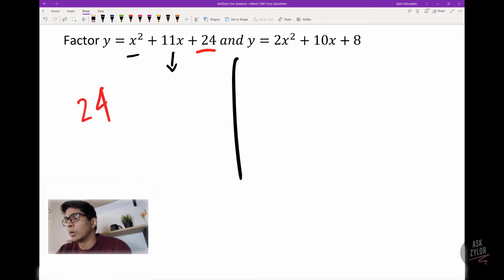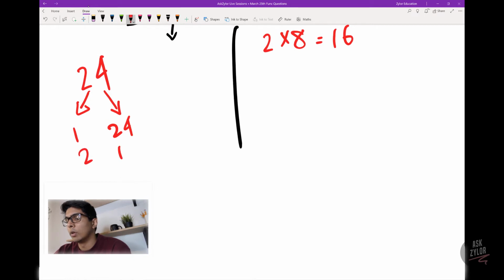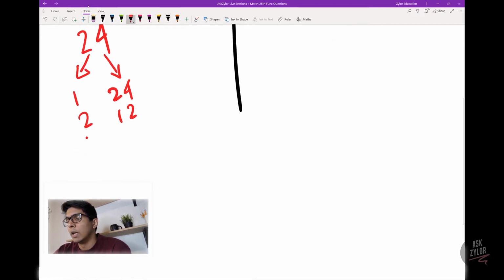If my leading coefficient is not 1, I'm going to look at my leading coefficient and my constant term. So I'm going to get 2 and 8, and multiply them to give me 16. Once I get these numbers, I look at the factors for them. So for 24, I have 1 and 24, 2 and 12, 3 and 8, and 4 and 6.